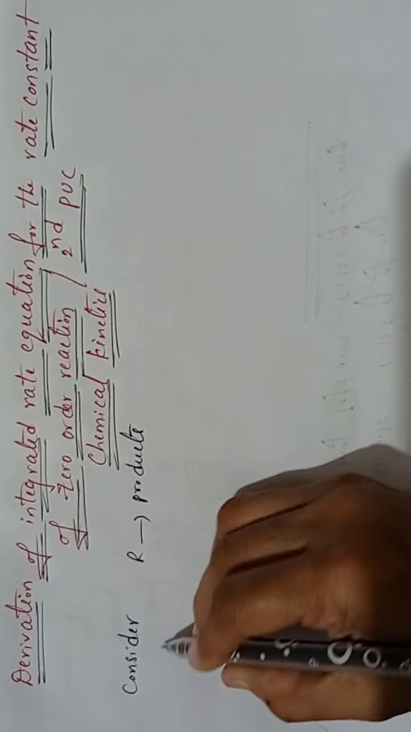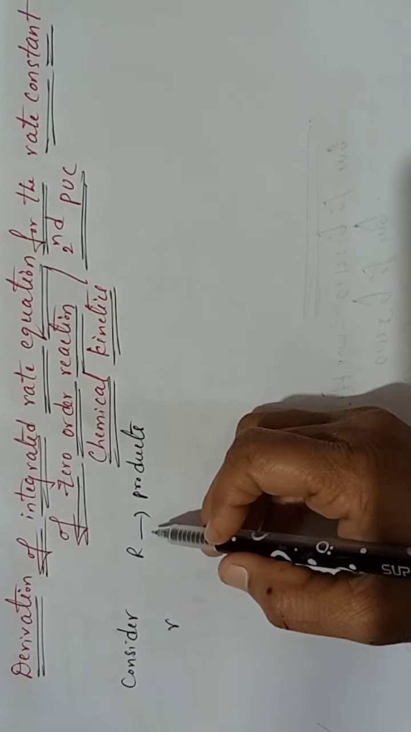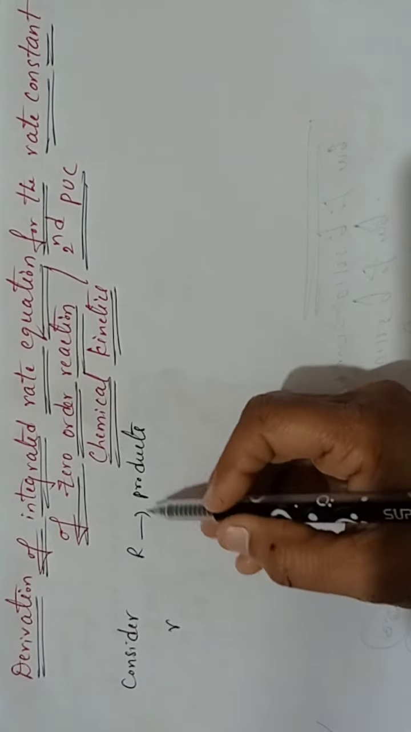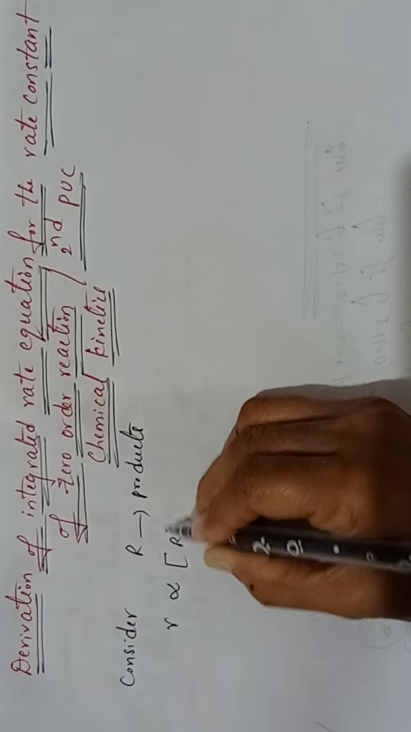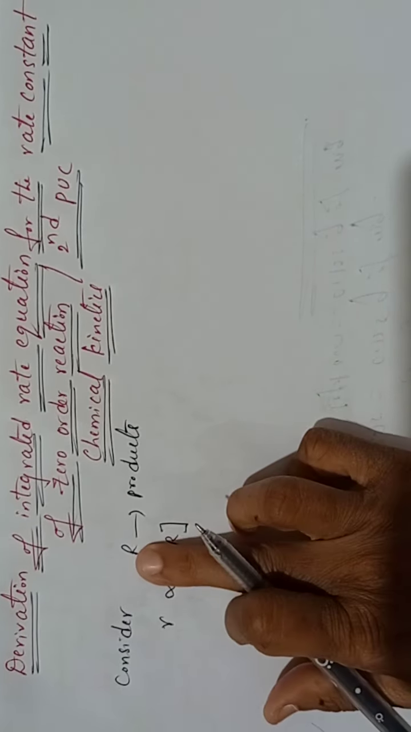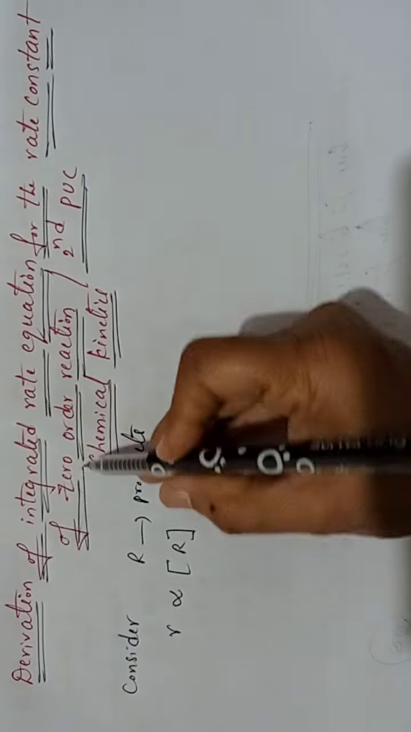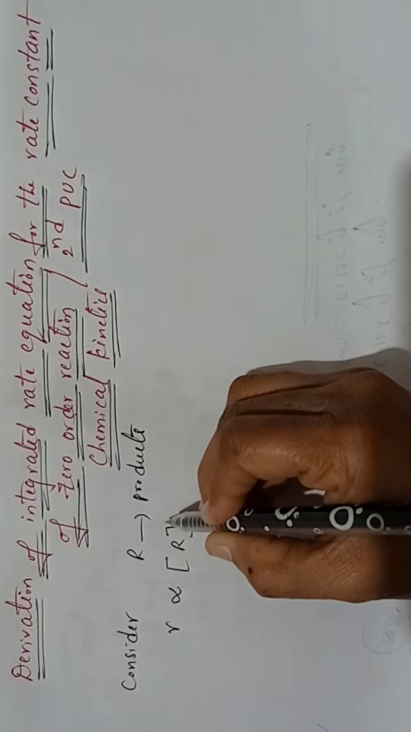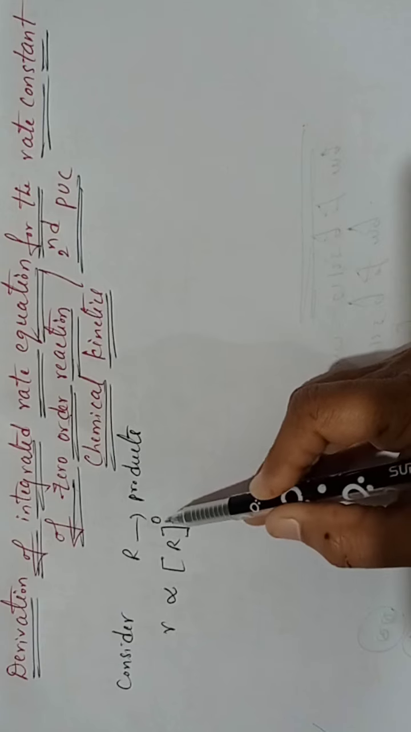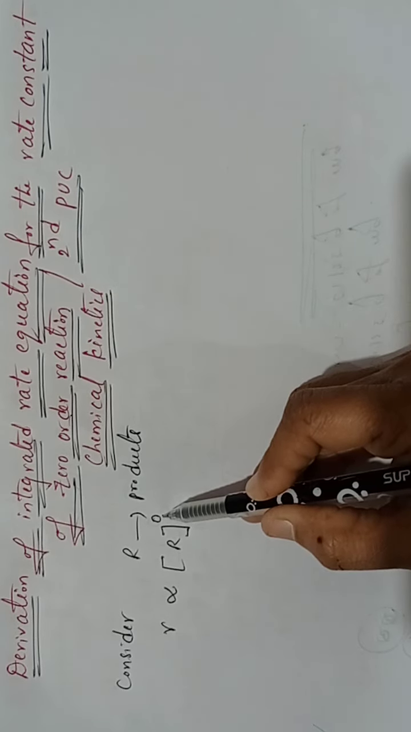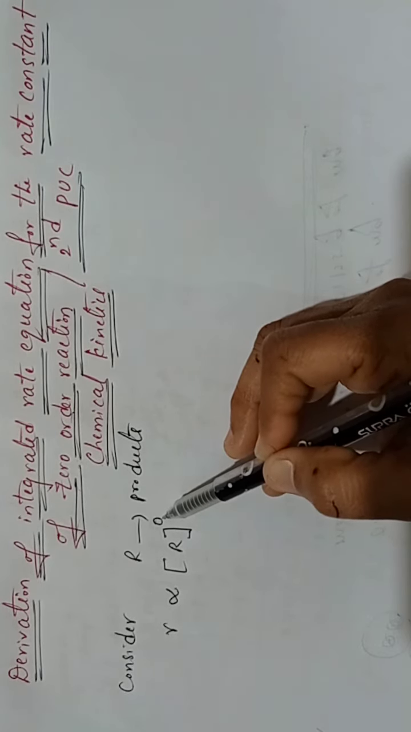Now I'm going to calculate the rate. We know that rate is directly proportional to the product of the concentrations of the reactants, correct? That means it is directly proportional to the concentration of the reactant R, raised to the power m. But it is a zero order reaction now, so I'm taking the power as 0. In a first order reaction I take the power as 1. In this case, for a zero order reaction, the power is 0 because its order is 0.